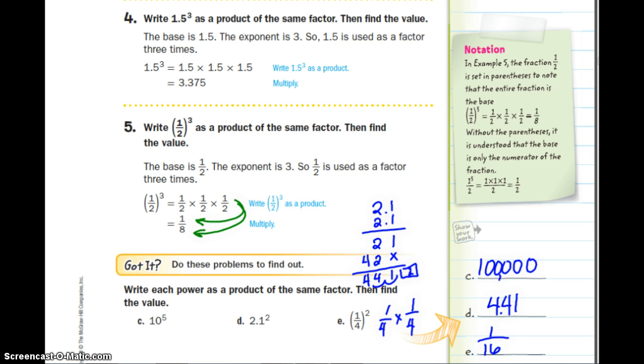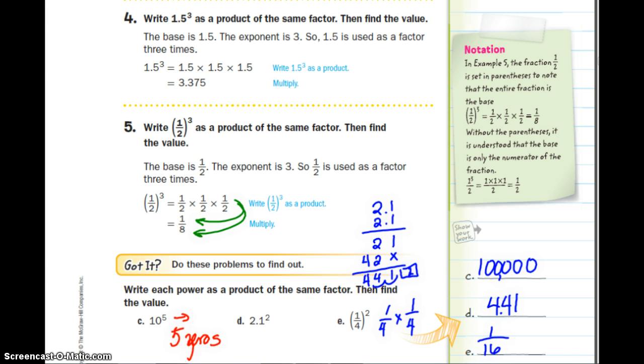Did you get what I got? For C, I got 100,000. For D, I got 4.41. And for E, I got 1/16. Let's go back to C and talk about that for a minute. Powers of 10 are easy because all you have to do is say, if it's to the power of 10, you figure out what the exponent is, and that's how many zeros. So in this case, I know that I will have 5 zeros in my answer with a 1 in front of it. So those are easy to do.